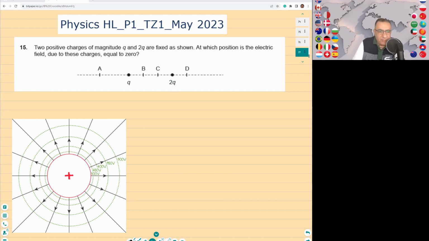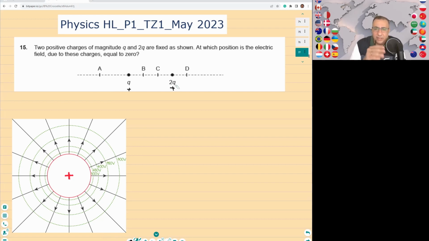Let me just confirm that by adding a plus sign here to confirm both of them are positive, right? And the magnitude in Coulomb, the SI unit of charge, is Q, and the other one is 2Q, which means double the magnitude. And we have four positions here, A, B, C, and D, and we need to find at which position the electric field equals 0.